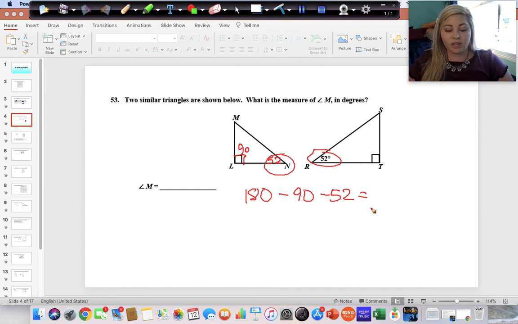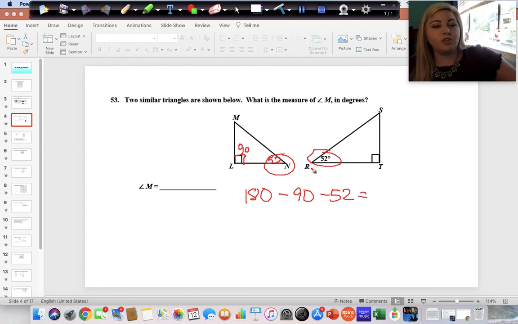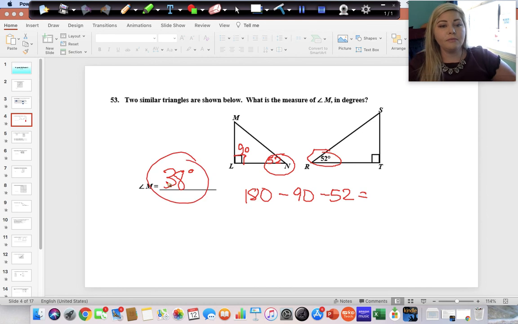Okay, you can use a calculator on this part. So we'll just put this into our calculator, 180 minus 90 minus 52, and that will give us 38. So our answer is 38 degrees. Remember, we are talking about angle measurements, so it is going to be in degrees. I did say that in the question as well.